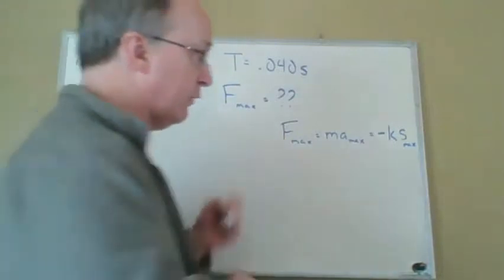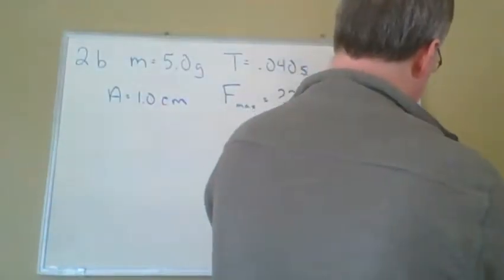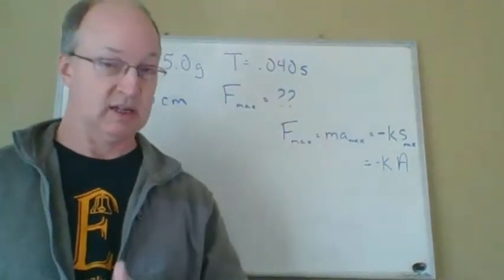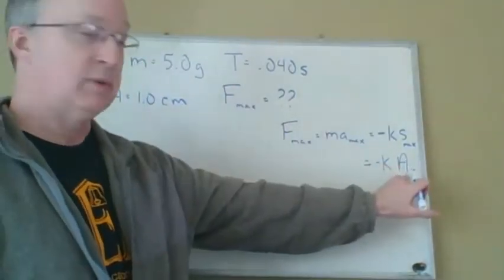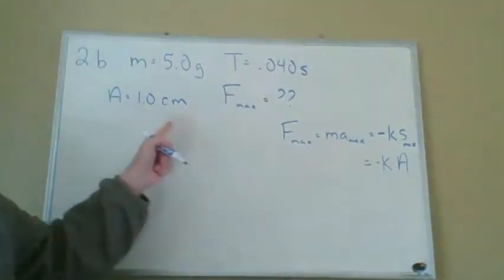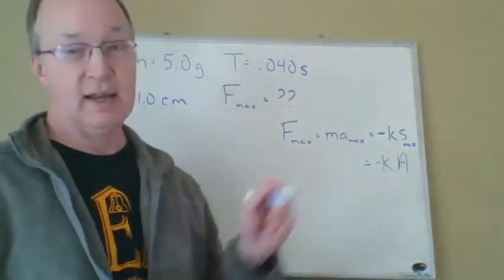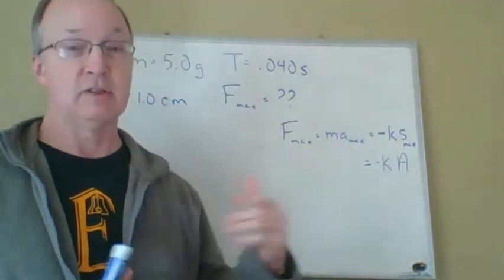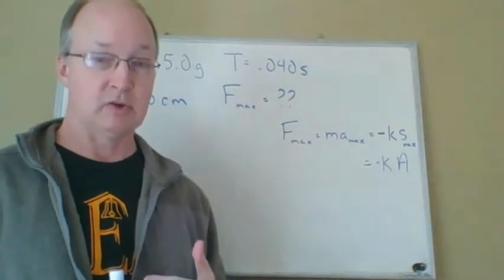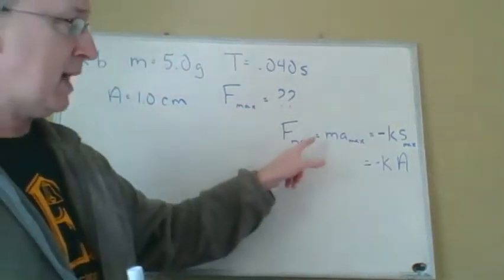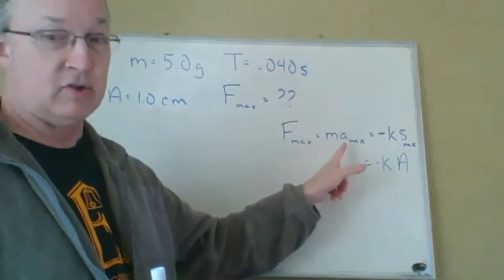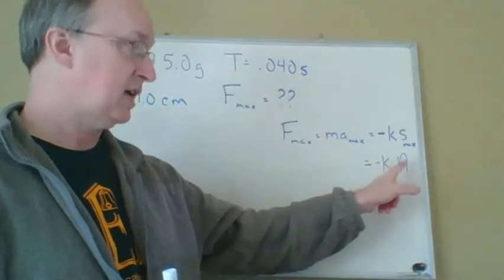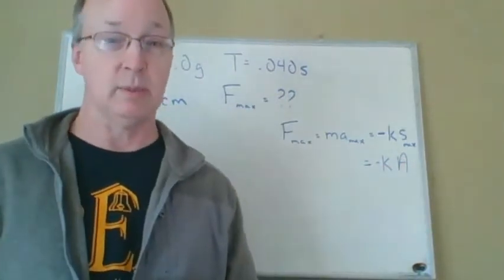Now, a couple things to remember. First of all, the maximum displacement, of course, is the amplitude. That's how amplitude is defined. Maximum displacement is the amplitude. And we know the amplitude. Also, remember that that negative sign is only there for direction. It tells us that the force and the displacement are in opposite directions. So we can either use F max equals m times the maximum acceleration, or F max equals negative k, the spring constant, times the amplitude. It all depends on what we know in the problem.